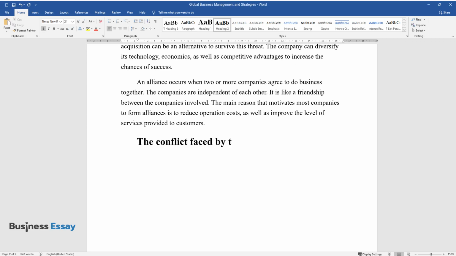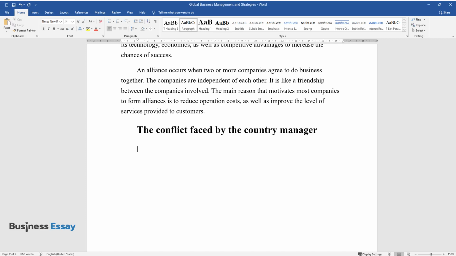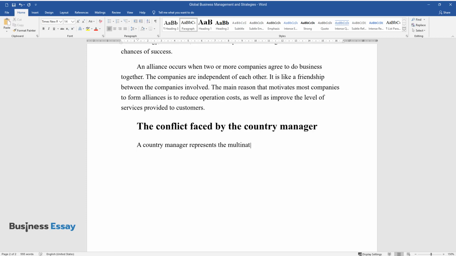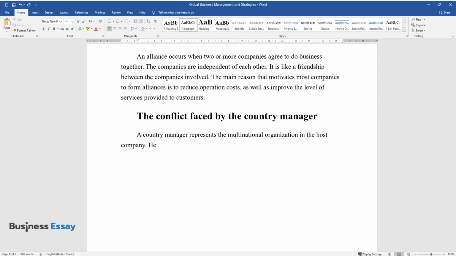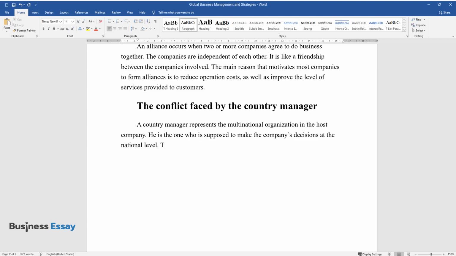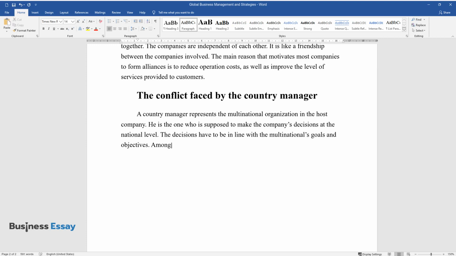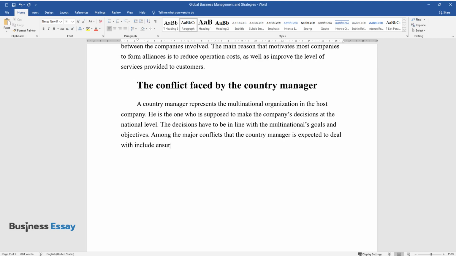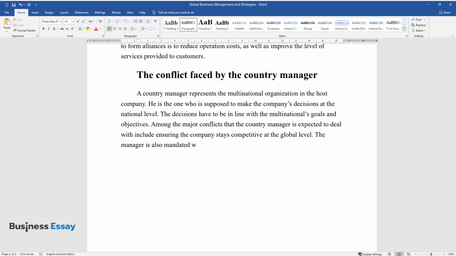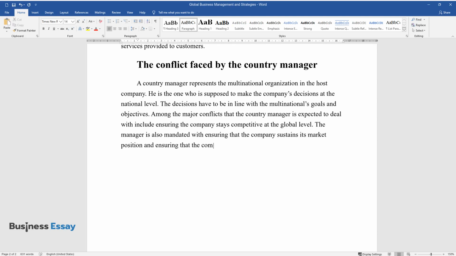The conflict faced by the country manager. A country manager represents the multinational organization in the host country. He is the one who is supposed to make the company's decisions at the national level. The decisions have to be in line with the multinational's goals and objectives. Among the major conflicts that the country manager is expected to deal with include ensuring the company stays competitive at the global level. The manager is also mandated with ensuring that the company sustains its market position and ensuring that the company meets all the requirements by the host government.